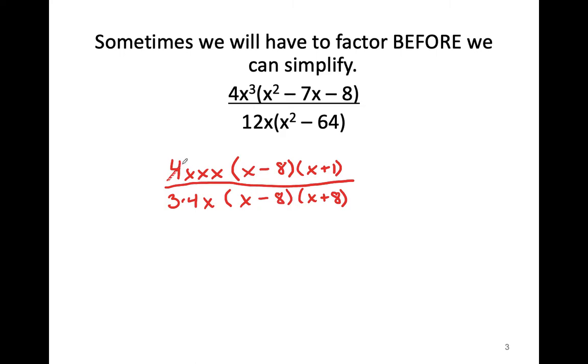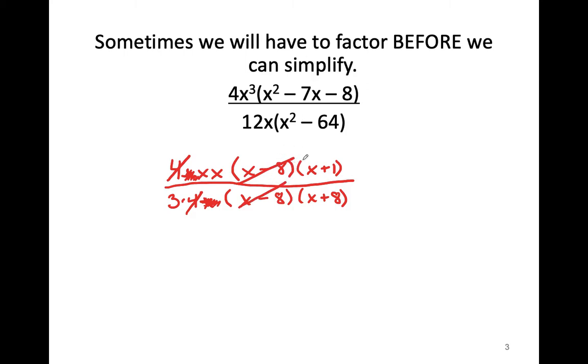So right off the bat, we have these 4s. So those are going to cancel out. All right, one of these x's is going to cancel out. All right, x is kind of hard to see, so we're just going to scribble it out here. All right, so those x's are gone. All right, then I have x minus 8 and x minus 8. So those are going to cancel each other out.